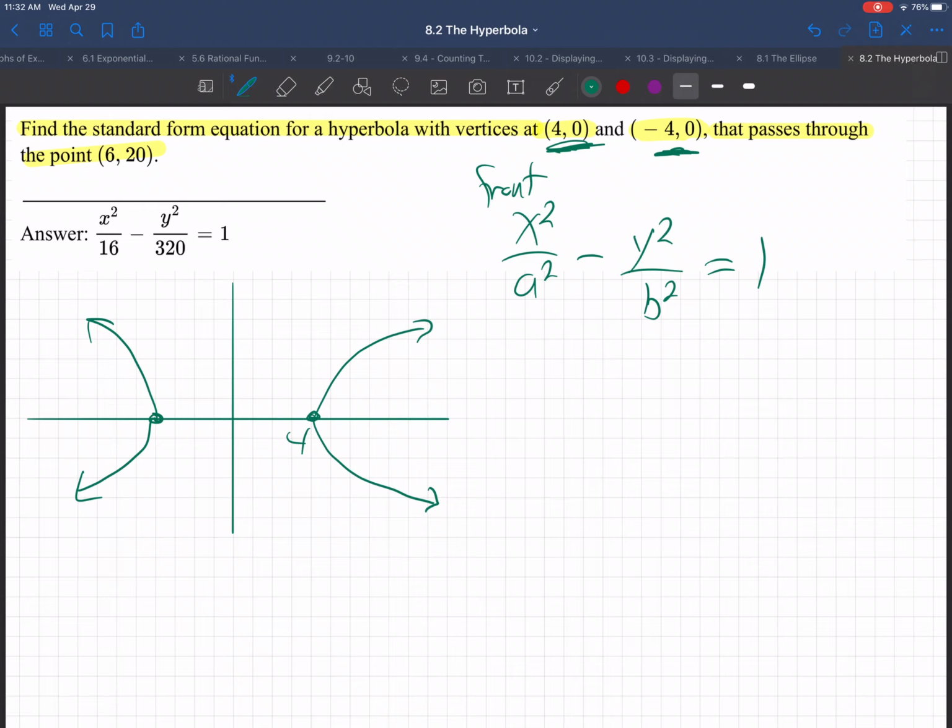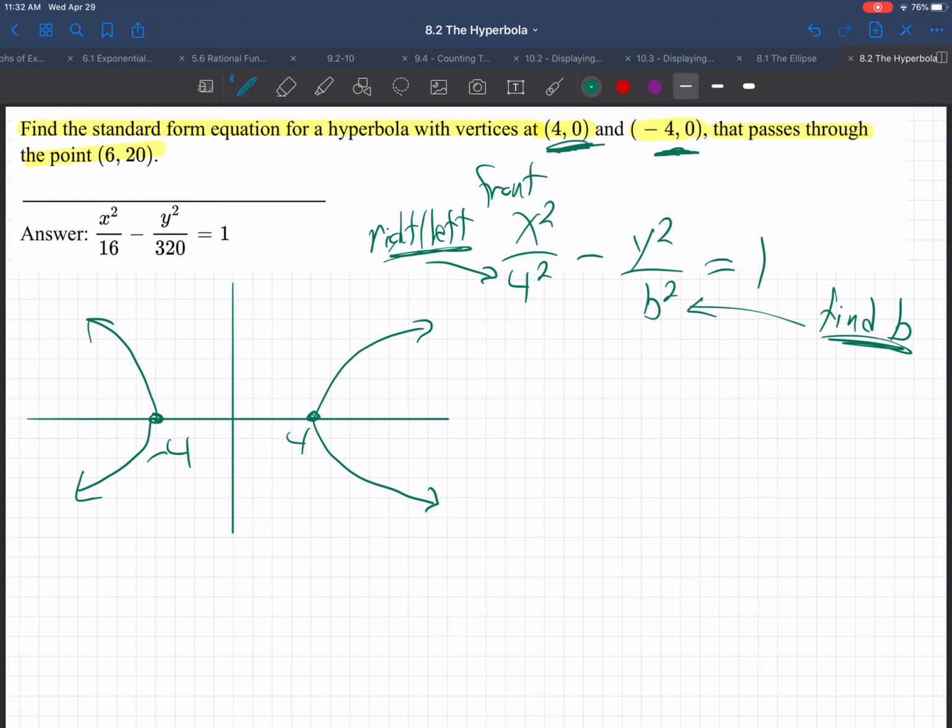And not only that, I know the a, this right here, has got to be 4 squared, because whatever's underneath x is how far right and left, and whatever's underneath y is how far up and down. So there's the equation. Basically, all I have left to find is b. I just have to find b.